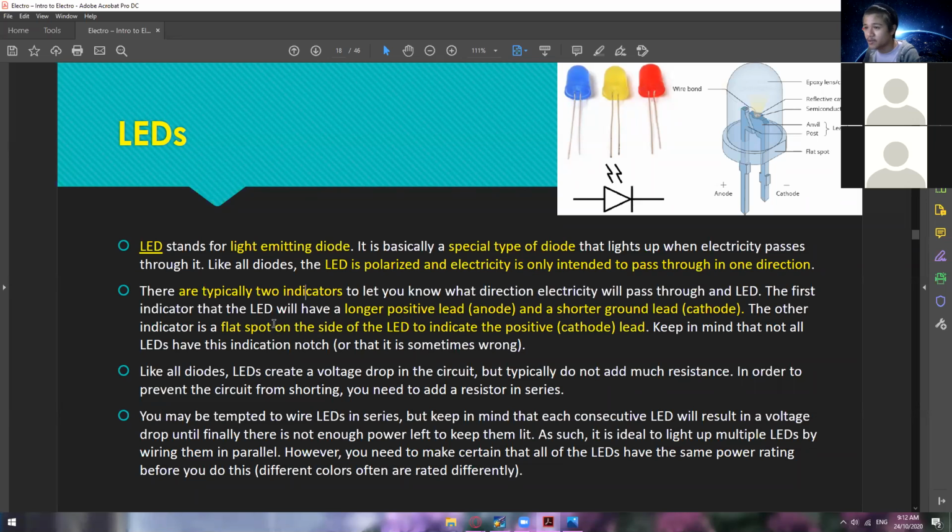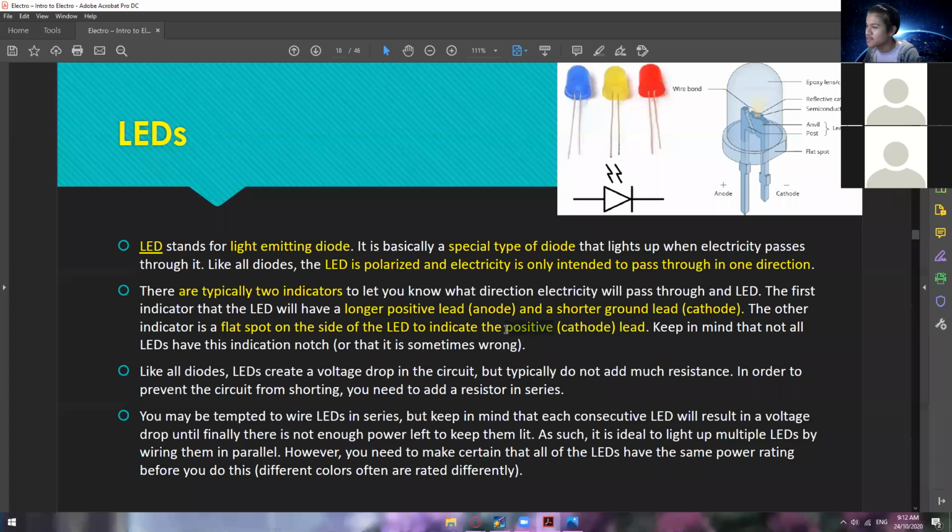So the first indicator that the LED will have is, like I said, the longer one is the anode and then the shorter one is the cathode. And then here's another way for you to know where is the positive or the negative one. The other indicator is a flat spot on the side of the LED to indicate the positive cathode lead.